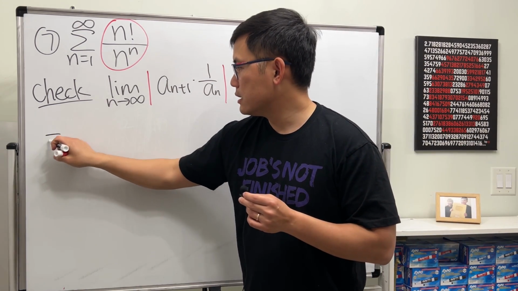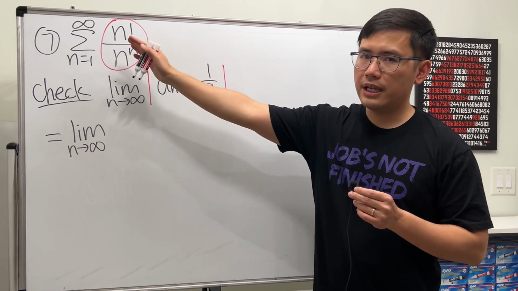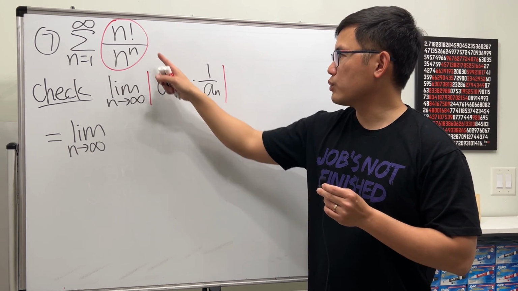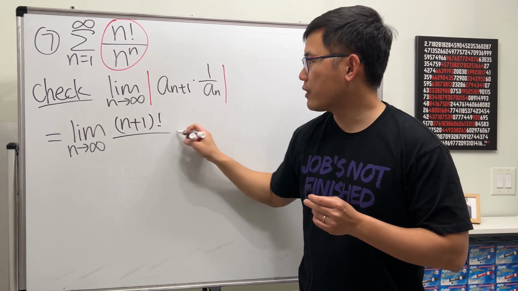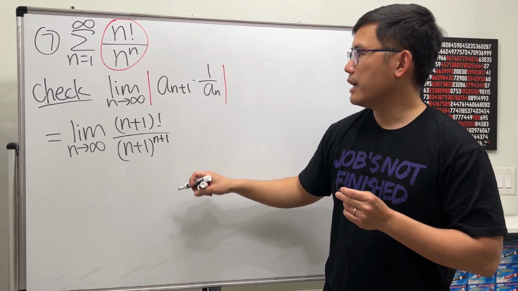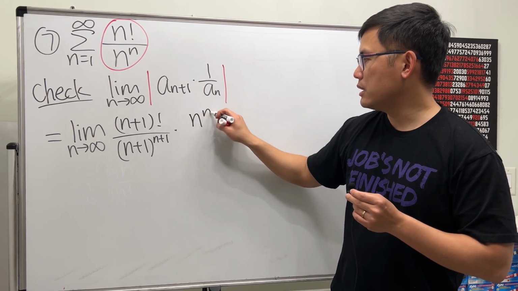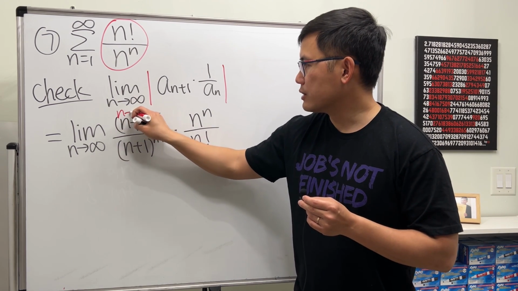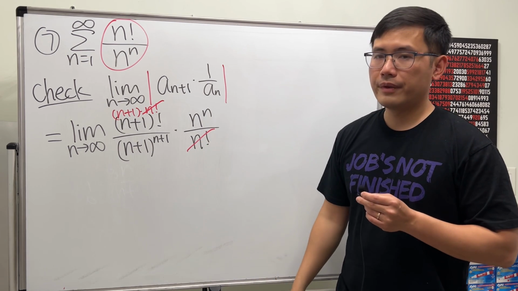So we get the limit as n goes to infinity. Absolute value, again, doesn't matter, and we will just have a_(n+1), so n plus 1 here, and then we factorial that over n plus 1 raised to the n plus 1, and then times the reciprocal of that, which is n to the n over n factorial. Now for the top, it's just n plus 1 times n factorial, so this and that can cancel.